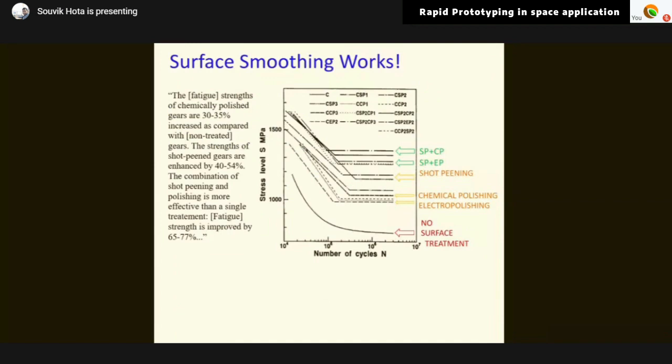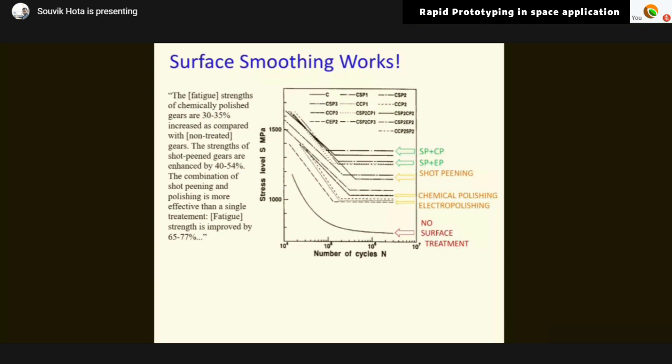So see this research study, you can see the fatigue strength of chemically polished gear has a 30 to 35% increase as compared to non-treated or non-polished gear. This is a good example of how micro machining has been applied to the 3D printed part, so that we get enhanced mechanical properties and excellent improvement in the properties of our 3D printed part.